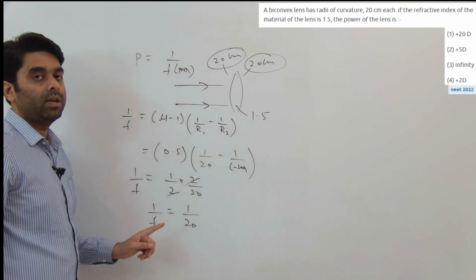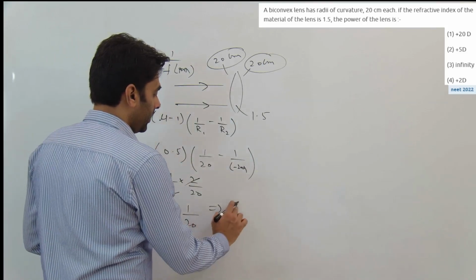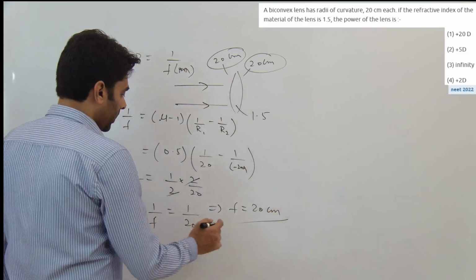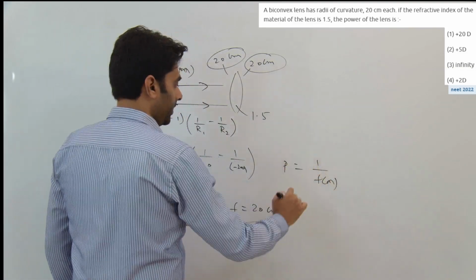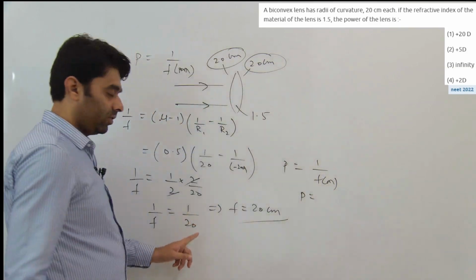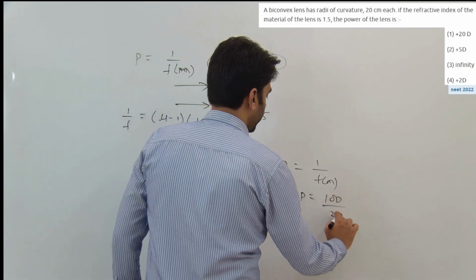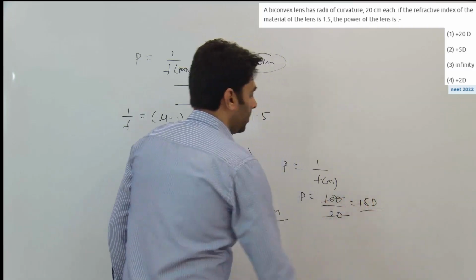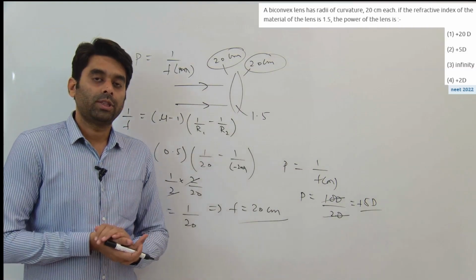This is in centimeter. We are getting the focal length in centimeter, 20 centimeter. To find the power, what can I write? Power is equal to 1 by f in meter. So this is 20 centimeter, so we can write it as 100 by 20. We will get 5 diopter. So our power is 5 diopter, plus 5 D, which is option number 2.